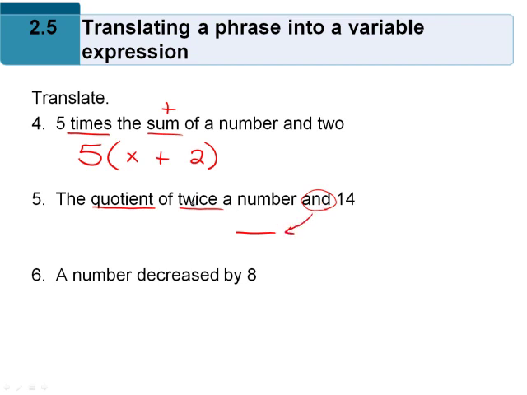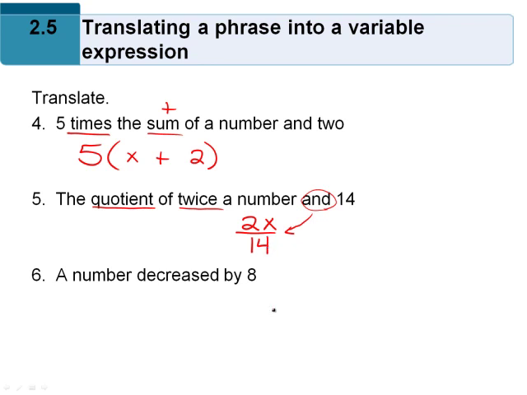So whatever comes before the word and, that's going on top, and whatever comes after and, that goes on the bottom. So the quotient of twice a number, remember twice a number, twice means 2 times. So 2 times a number, 2x, that goes on top, and 14. The 14 is going to go on the bottom.